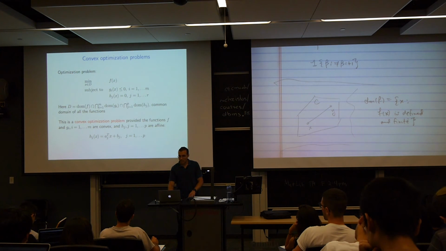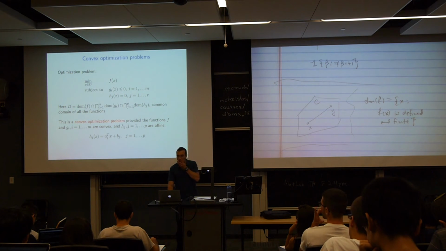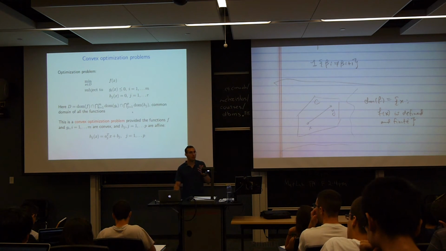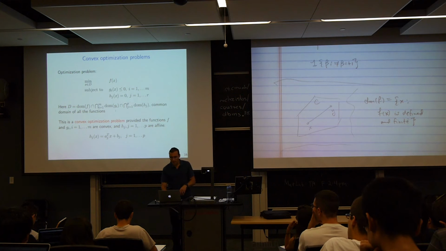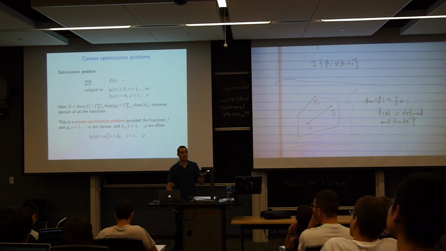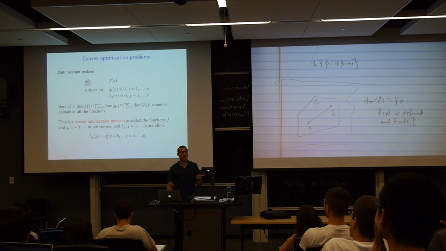So, like I said, D is the intersection of the domains of all the functions that we wrote down. That's an optimization problem. What's a convex optimization problem? It's a particular problem of this form that has the following requirements. F has to be a convex function. Each gi has to be convex. And every hj has to actually be an affine function.